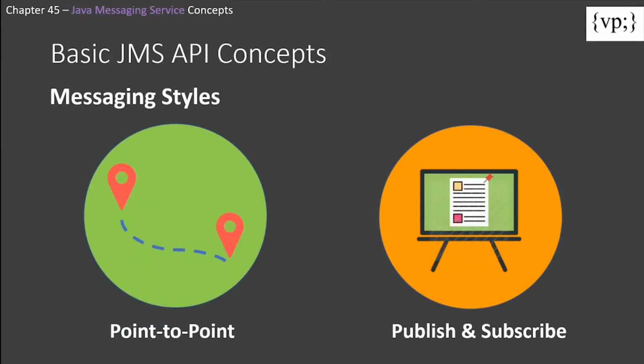Now let's get into the messaging styles. Before the JMS API, there were only two ways to message: the point-to-point model, and now the publish and subscribe model, which is new for us.